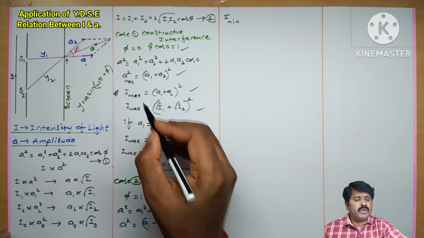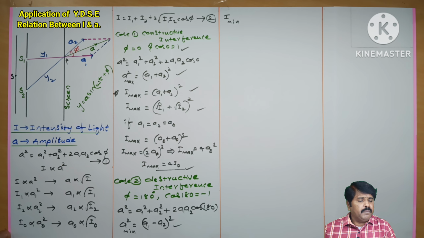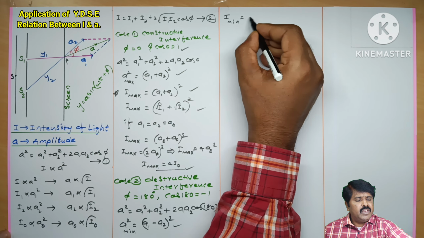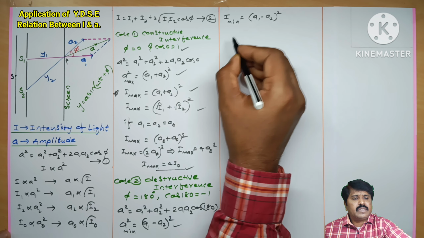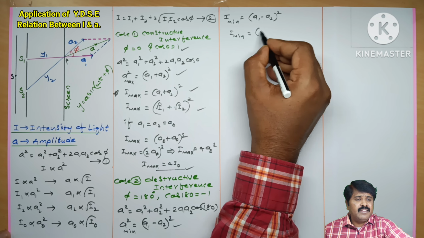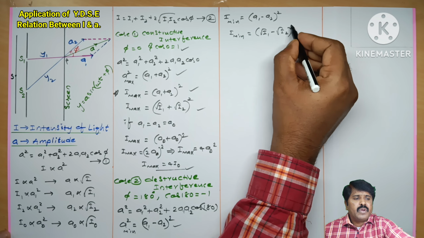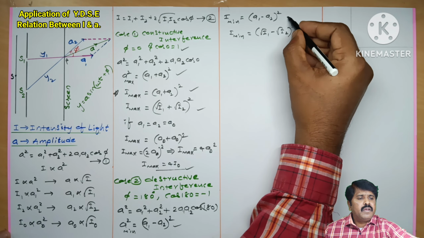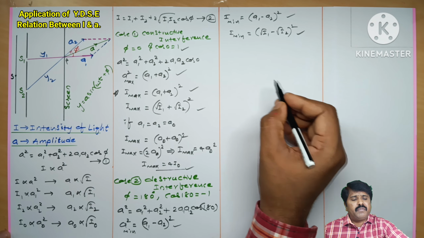In constructive interference addition is there, that's why amplitude is maximum, and here intensity is minimum and amplitude is also minimum, which is equal to (a1 minus a2) whole square. For minimum intensity, the equation is (root I1 minus root I2) whole square. These are the four very useful equations for destructive interference.